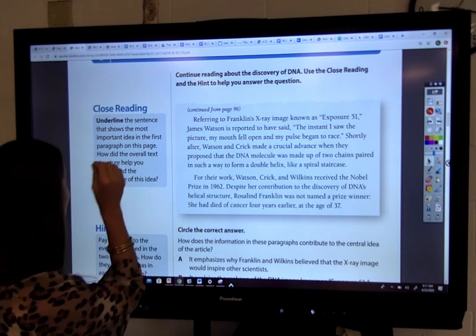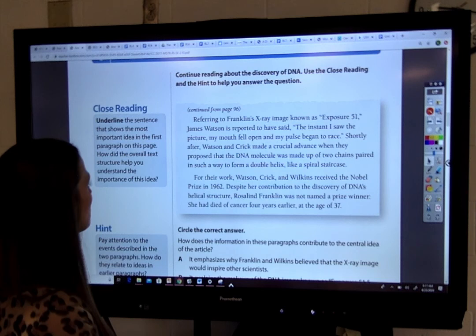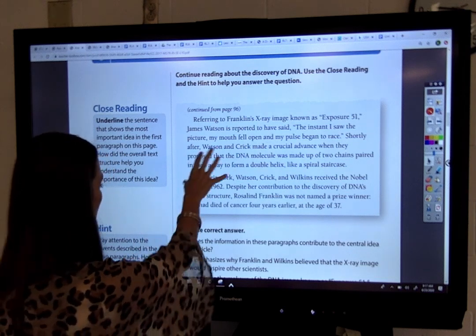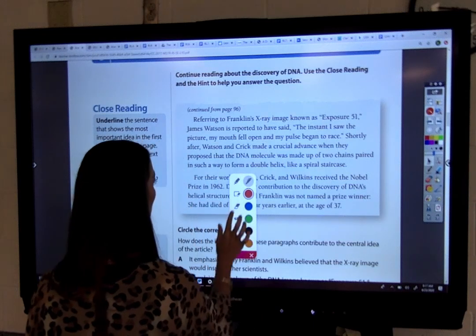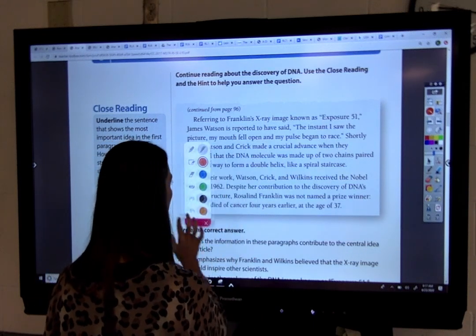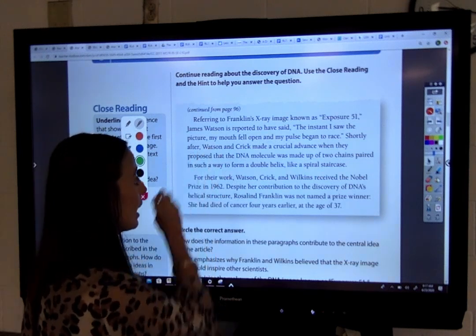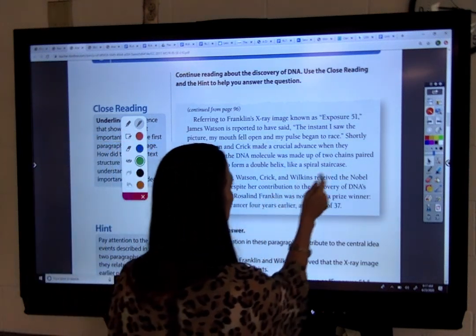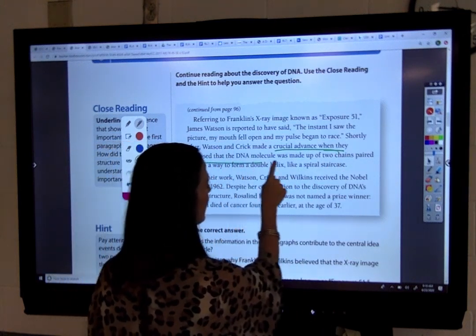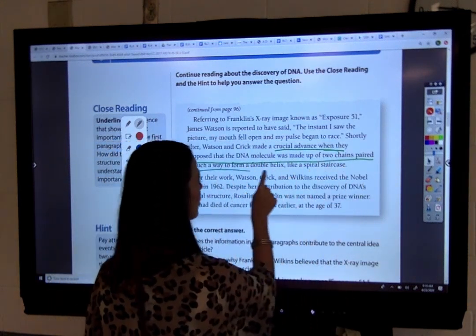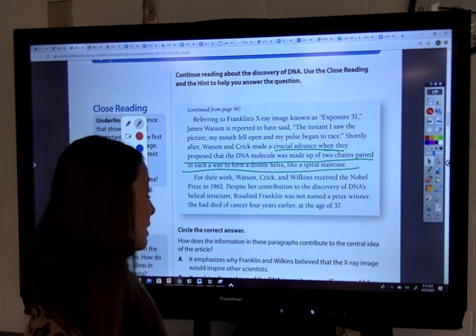First of all, let's look at the close read. Underline the sentence that shows the most important idea in the first paragraph of this passage. So in this passage, what was pretty much the central idea looking at this section of the story? Well, pretty much the main thing I got from this was the fact they made a crucial advance when they proposed the DNA was made up of two chains paired in such a way. To me, that's a major discovery. So that's the central idea in that section.